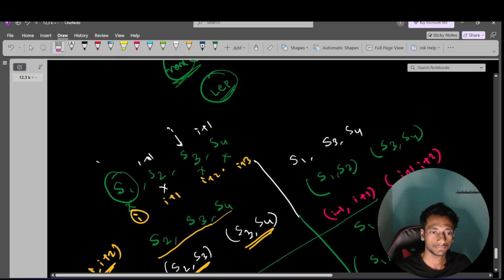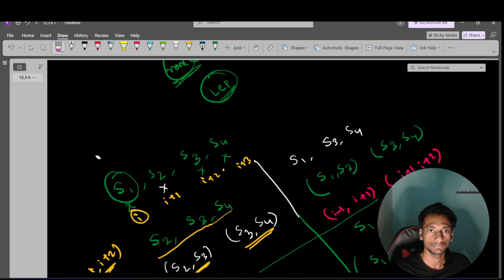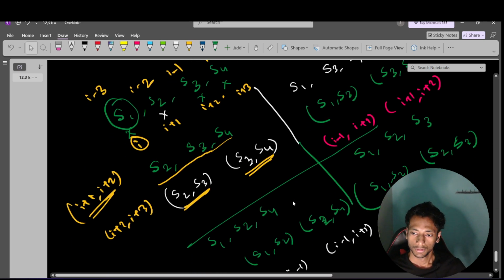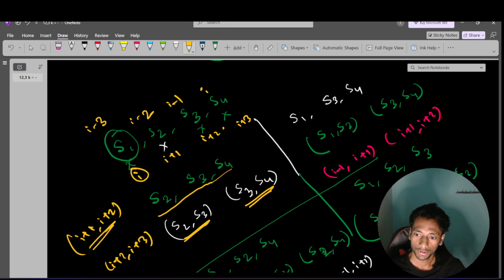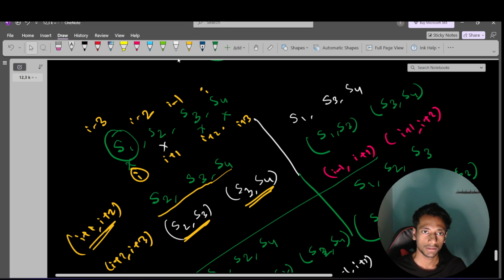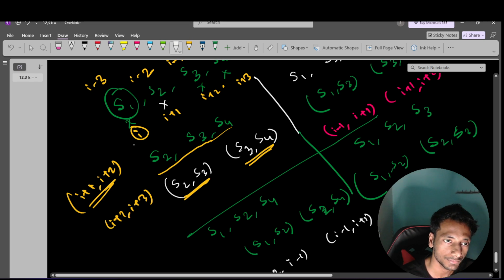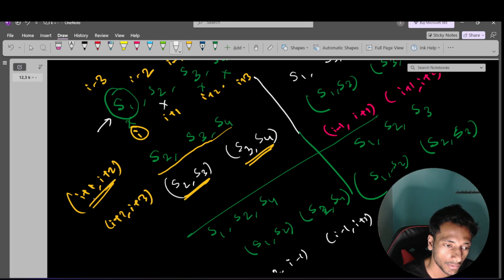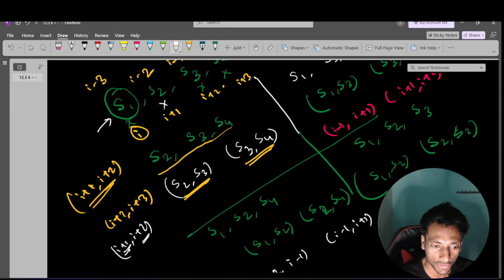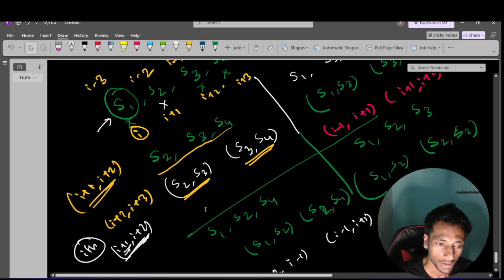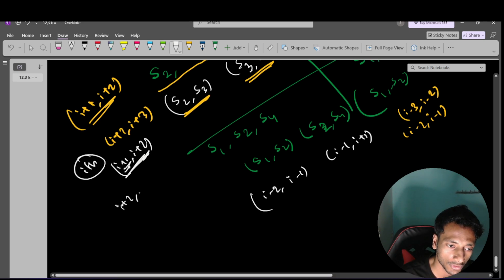Next, I have removed s4. Now this is our I, this is I minus 1, I minus 2, I minus 3. So here s1 means I minus 3 with I minus 2. Another pair is I minus 2 with I minus 1. Correct? So you just see the pattern: when I removed one string, it may be possible that we are generating I plus 1 with I plus 2. I have removed the ith string, so another possible pair is I plus 1 with I plus 2. Another possible is I plus 2, I plus 3.